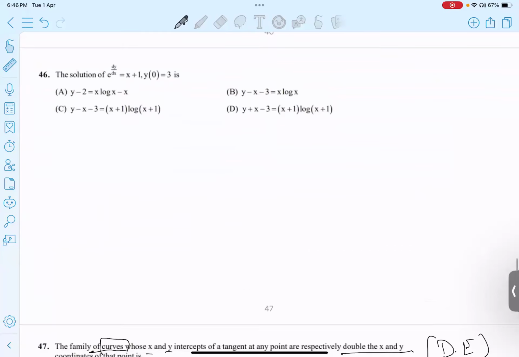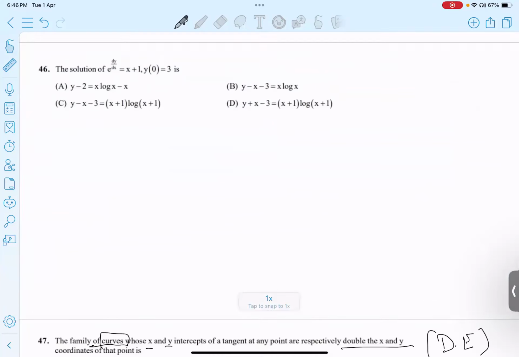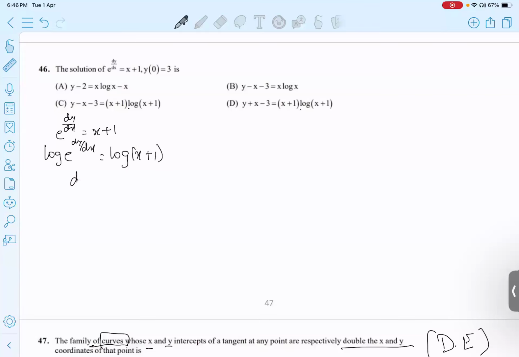The solution of e to the power of dy by dx. So e to the power of dy by dx is equal to x plus 1. Look at the option, students. There are logs. So what we have to do? Apply log on both the sides directly, so that we'll get log of x plus 1. So this can be written as dy by dx is equal to log x plus 1.